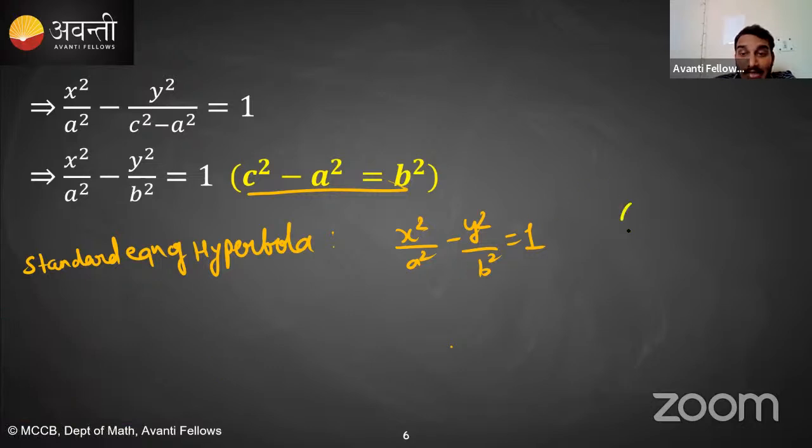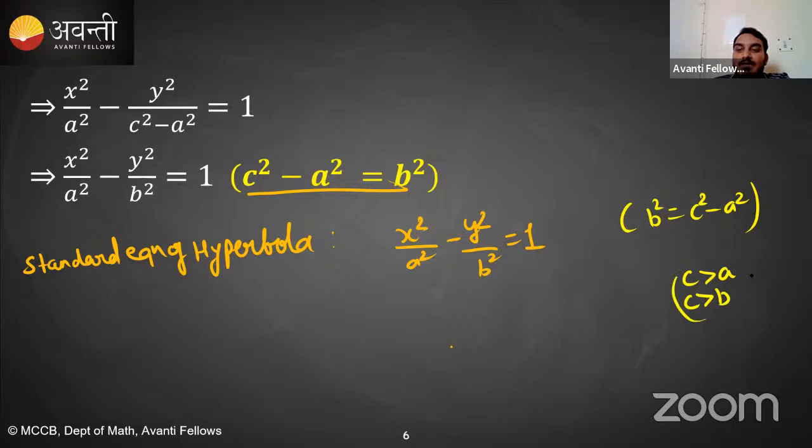Don't forget, what is b square? b square is nothing but c square minus a square, right? So in hyperbola we saw that c is greater than a. Yes or no? From the definition, c is greater than a. Also, c square is equal to a square plus b square, so this means c should also be greater than b, right? Is this clear, everyone? Is there any doubt, students? Tell me quickly in the chat box if you have any doubt so far. Is everything understood?